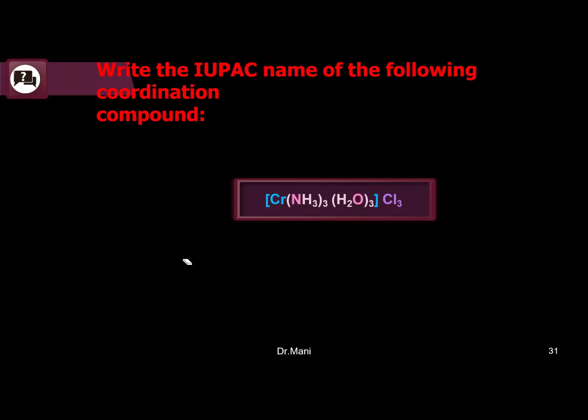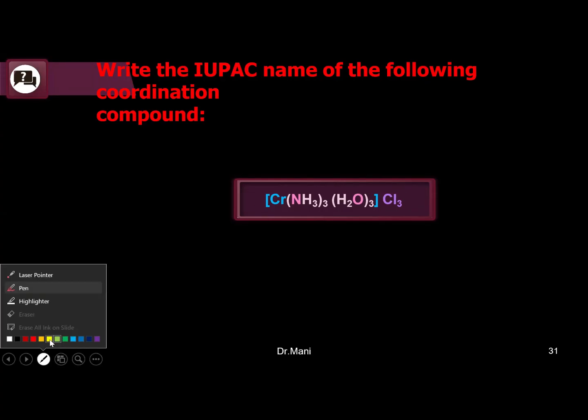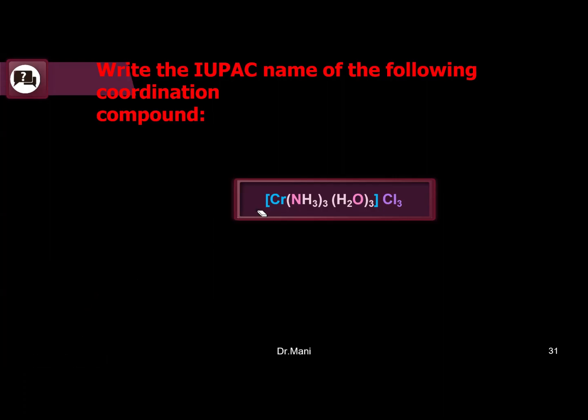Let's try to give the name for this. First of all, we need to find out the oxidation state, and we'll be writing the ligands in alphabetical order. So how do we calculate the oxidation state? We did it in the previous class. What is the central atom here? Central metal atom, chromium. So chromium is the central metal atom, which you will be giving X. And this one, NH3 thrice. It's neutral, 0. So 3 into 0.